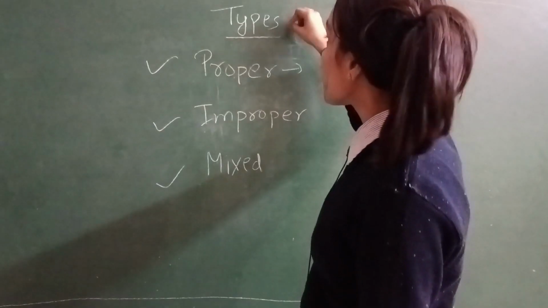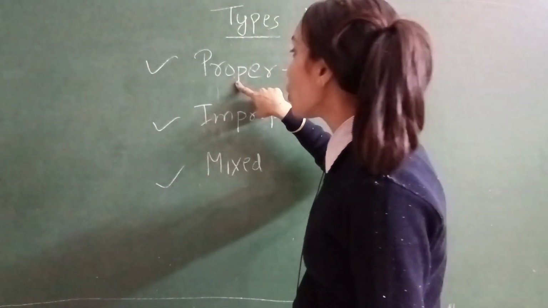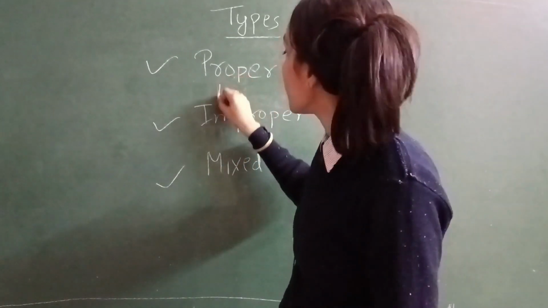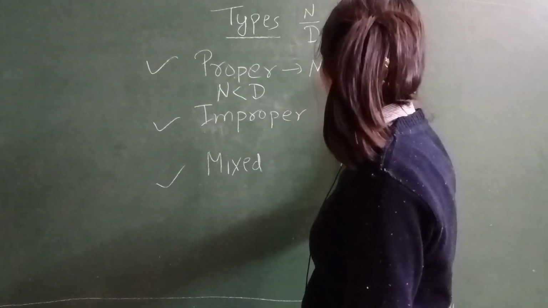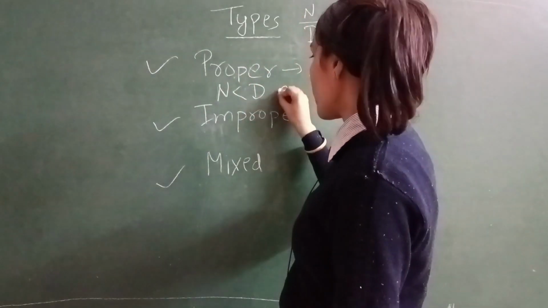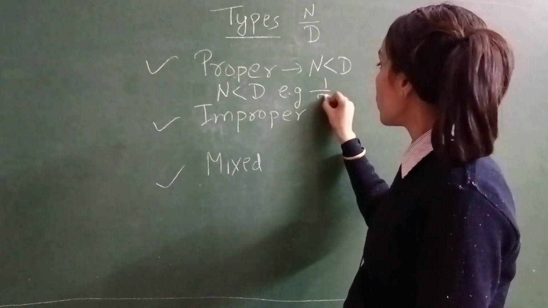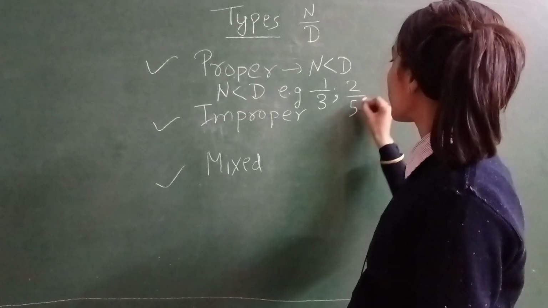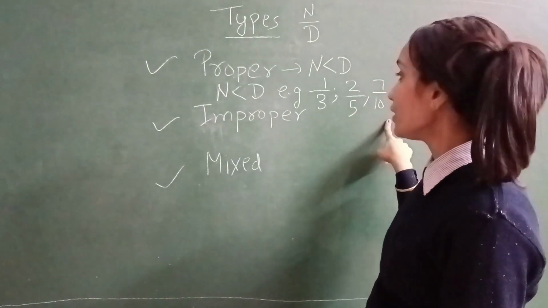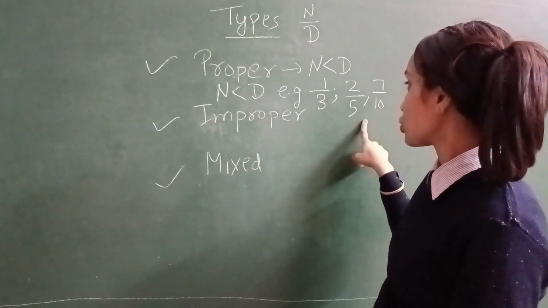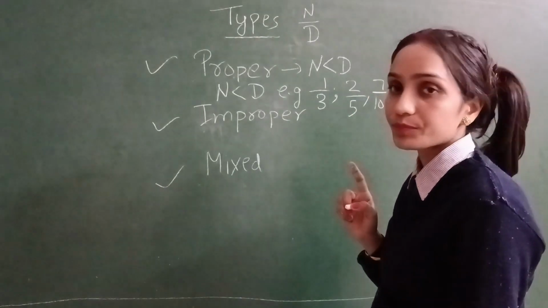Proper fraction, the fraction is represented as numerator upon denominator. So in the proper fraction, when numerator is less than denominator, it is called proper fraction. For example, let me make you understand with the help of example. For example, 1 upon 3, next is 2 upon 5, next is 7 upon 10. So all these three fractions have one similarity. If I talk about the numerator, these are all smaller than the denominator, right?